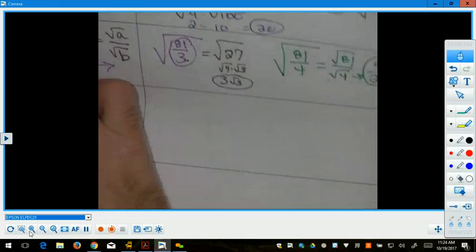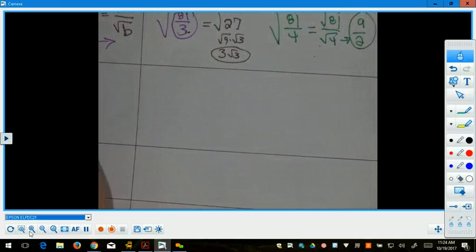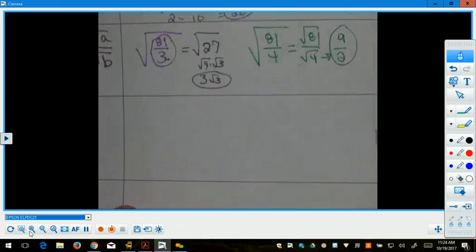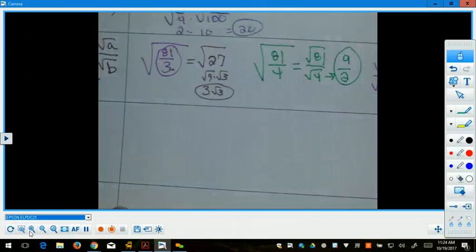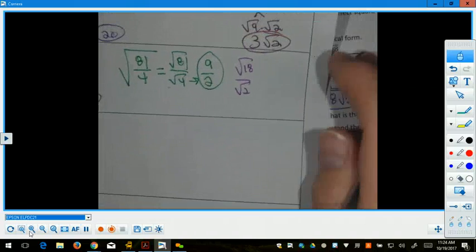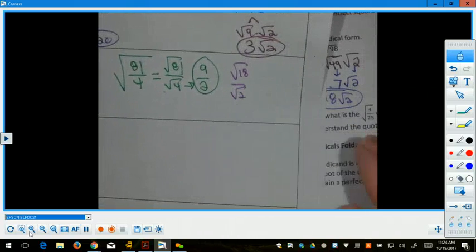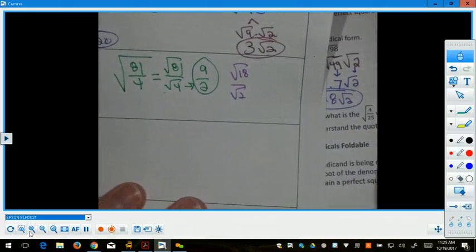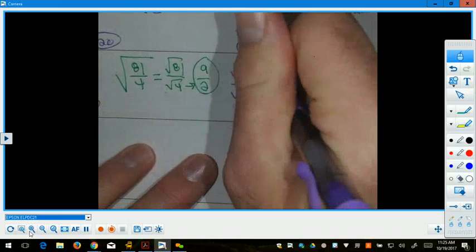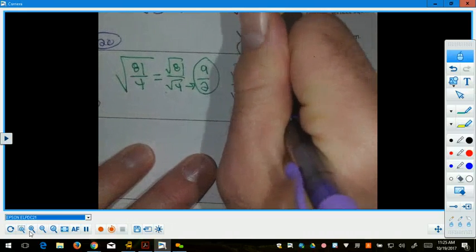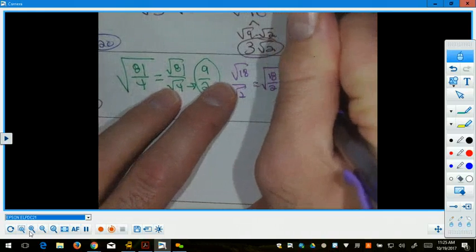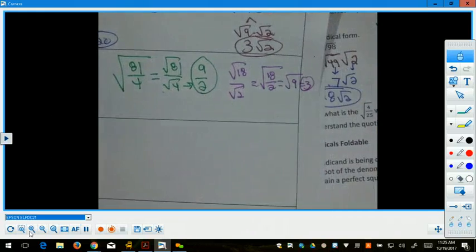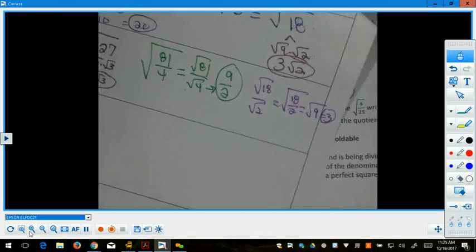What if I start out with square root of 18 divided by square root of 2? Are either of those a perfect square? No, but I could divide them, so I'm going to write it together as square root of 18 over 2, which is the square root of 9, which is 3. I just made the problem a little easier.